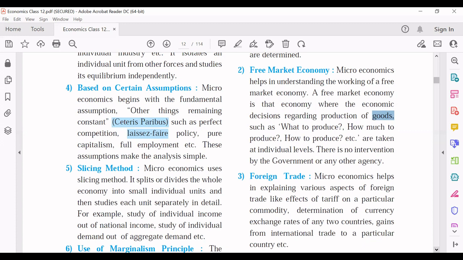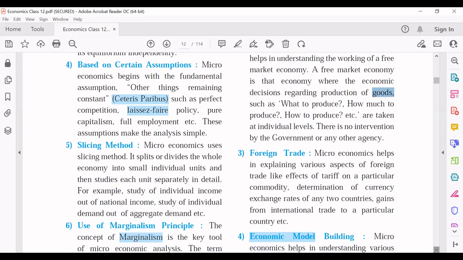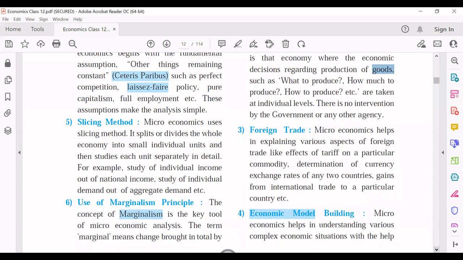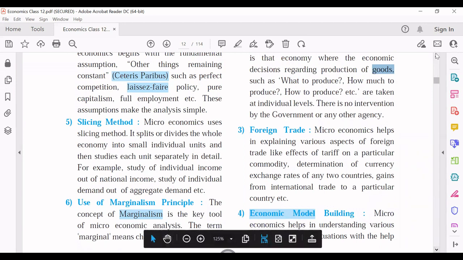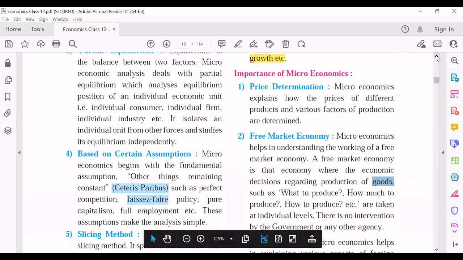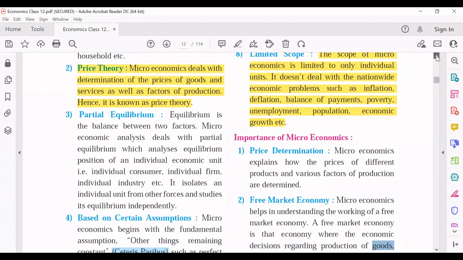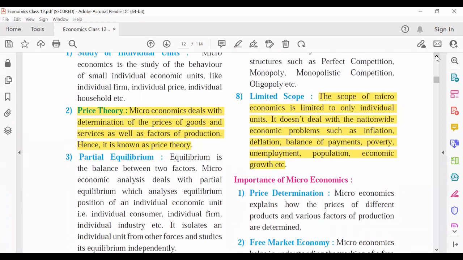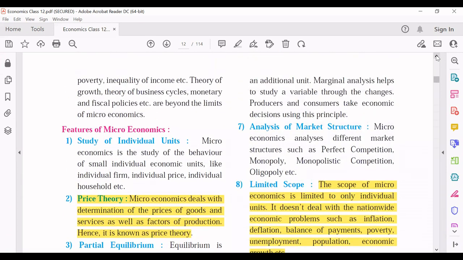Now we can see the marginalism principle is used in microeconomics. What is marginalism? The term marginal means the change brought in total by a small amount, a small unit or an additional unit. So when we say marginal cost, there is already a cost that exists, but when I add one more unit of cost to that, the total changes. That small addition to the total is called marginal.